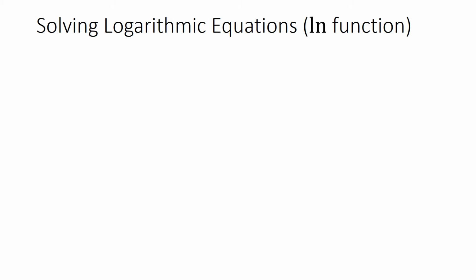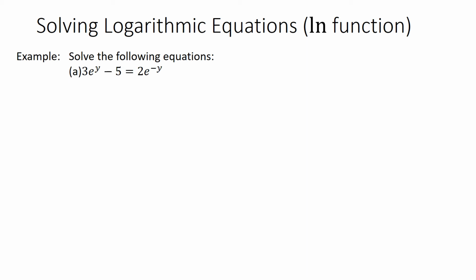Now let's look at one example that involves solving logarithmic equations with the ln function. Solve the following equations. A, 3e to the power of y minus 5 equals 2e to the power of negative y. And B, e to the power of x minus e equals 10. So here's the solution. For this example, actually most of the time we are solving by applying the indices laws.